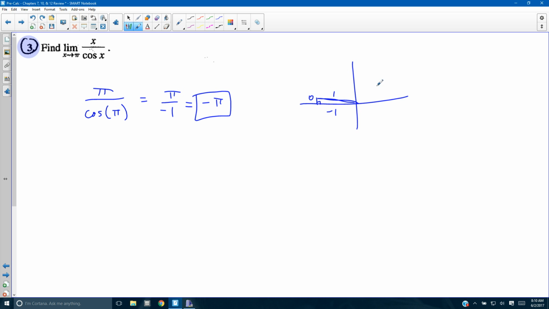You can also think of your trig graph. Pi, -1, boom, right there. Sorry for all the scrappy work, but there are a lot of ways you come up with it. You can use your calculator, of course, as well.